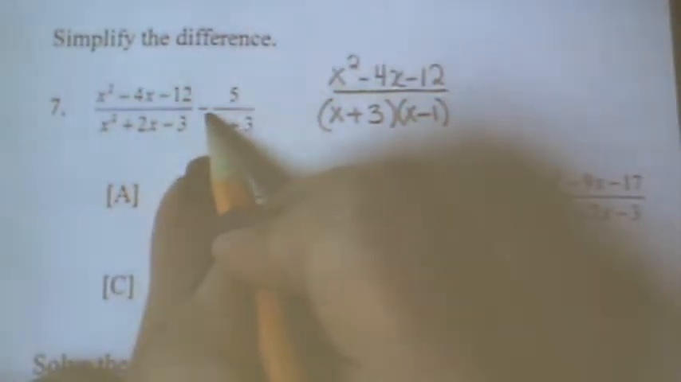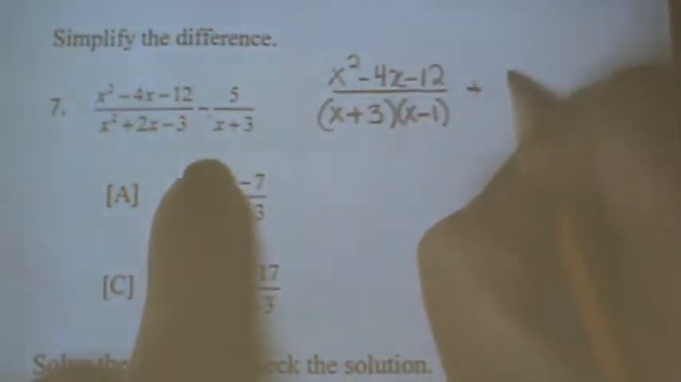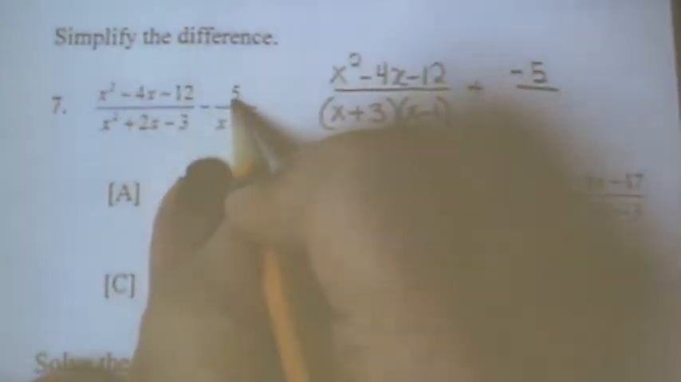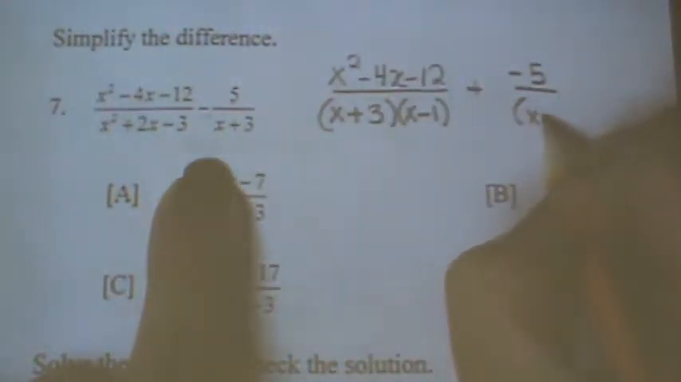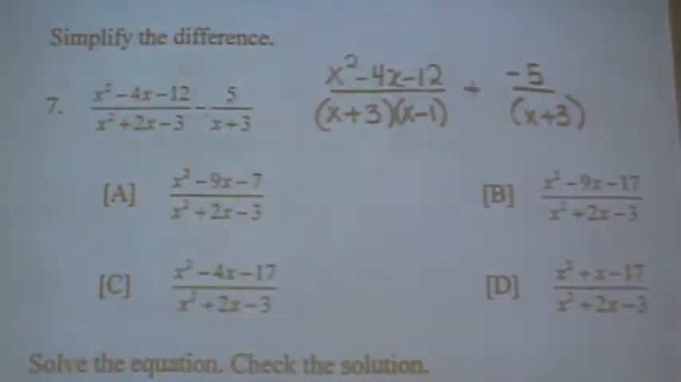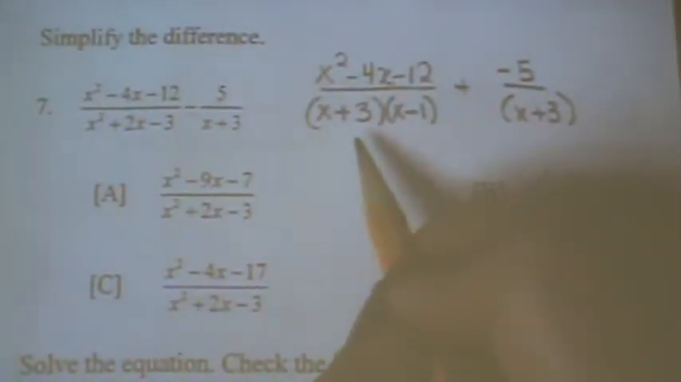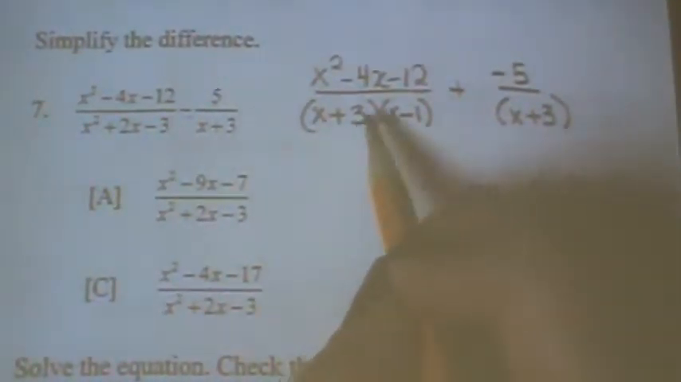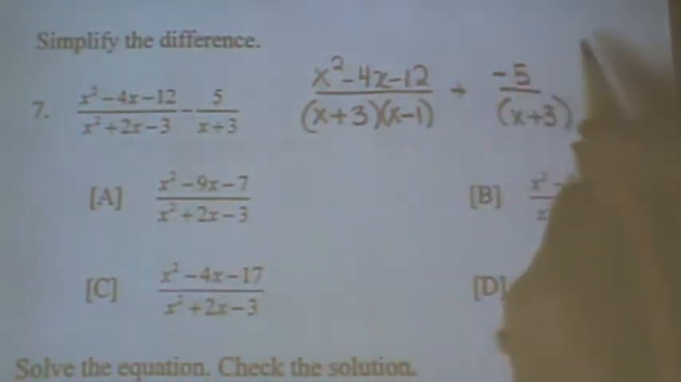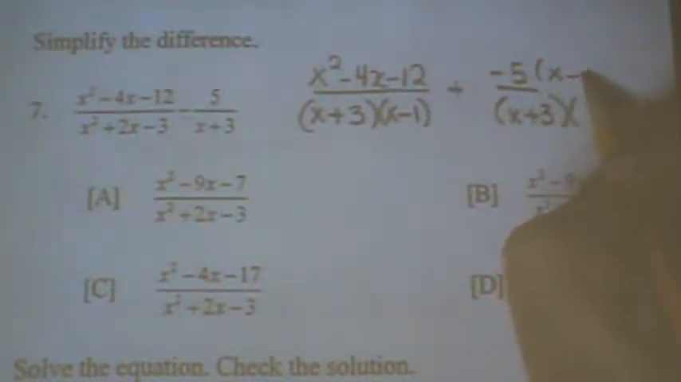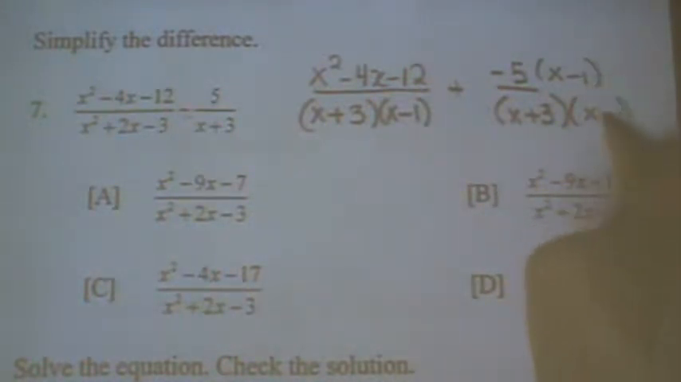And I always make my subtractions a plus, but I'm going to attach that negative to the 5 here. So I'm going to give the negative to this 5 right here. Okay, all I did was factor this, because I need to see what the common denominator is. Now, looking at this problem, my common denominator is x plus 3 times x minus 1. So what I need to do is multiply this fraction by x minus 1 over x minus 1. Whatever you do to the bottom, you have to do to the top.